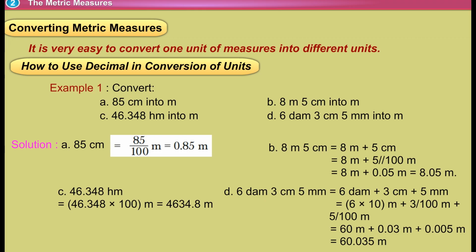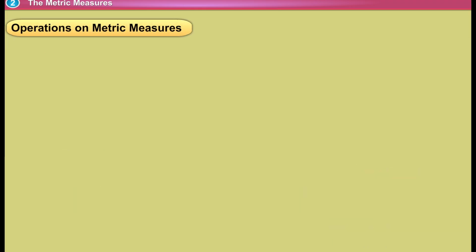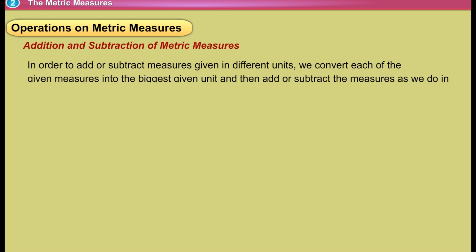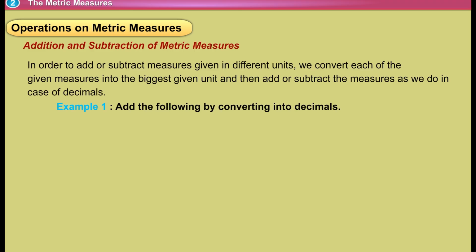60.035 meters. Operations on metric measures. Addition and subtraction of metric measures. In order to add or subtract measures given in different units, we convert each of the given measures into the biggest given unit and then add or subtract the measures as we do in the case of decimals.